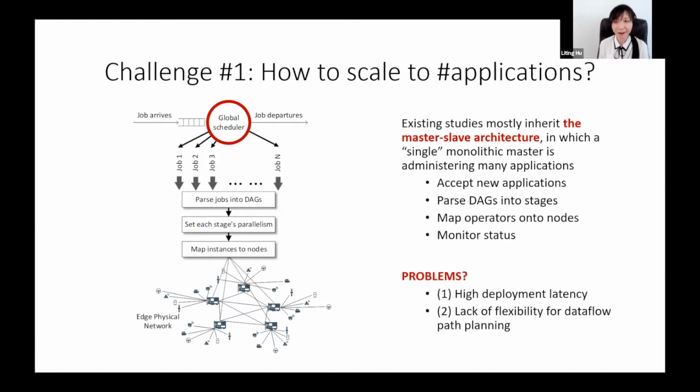It may run well in the cloud. However, when it comes to edge environments where there are many concurrently running applications, this centralized architecture may easily become a scalability bottleneck. This is because they mostly use a first come, first serve approach to deploy applications, which causes applications to wait in a long queue and thus leads to high deployment latency. And second, they limit themselves to a fixed execution model and lack the flexibility for data flow path planning.